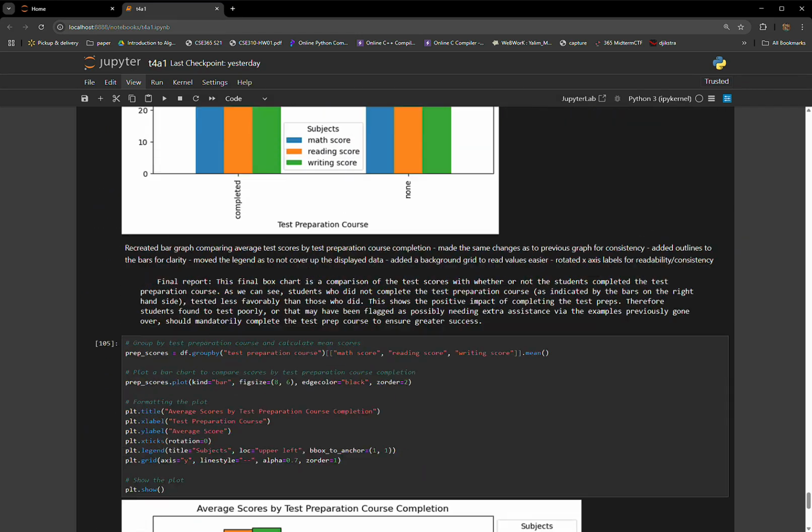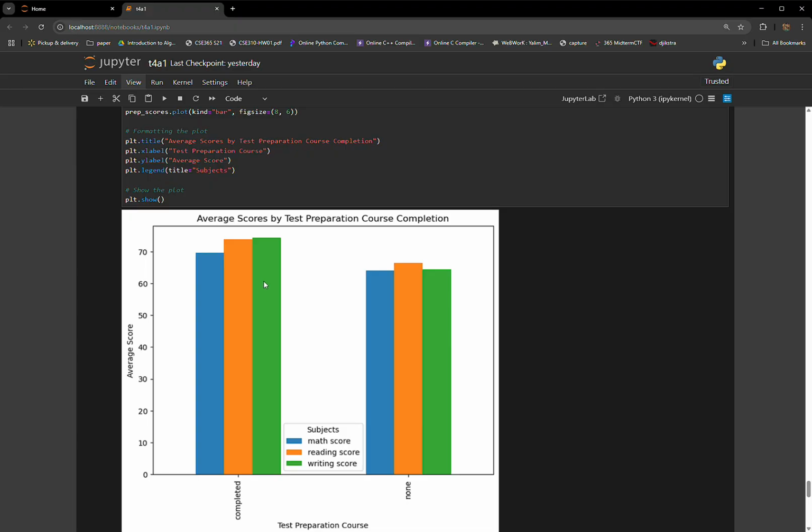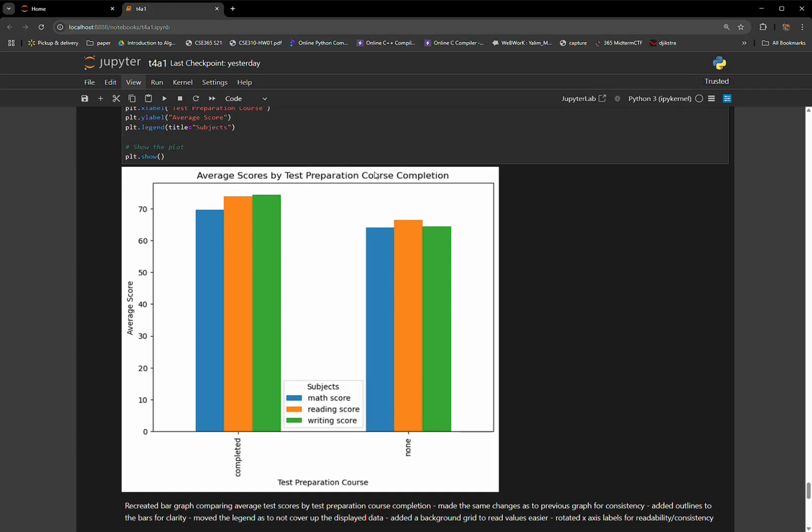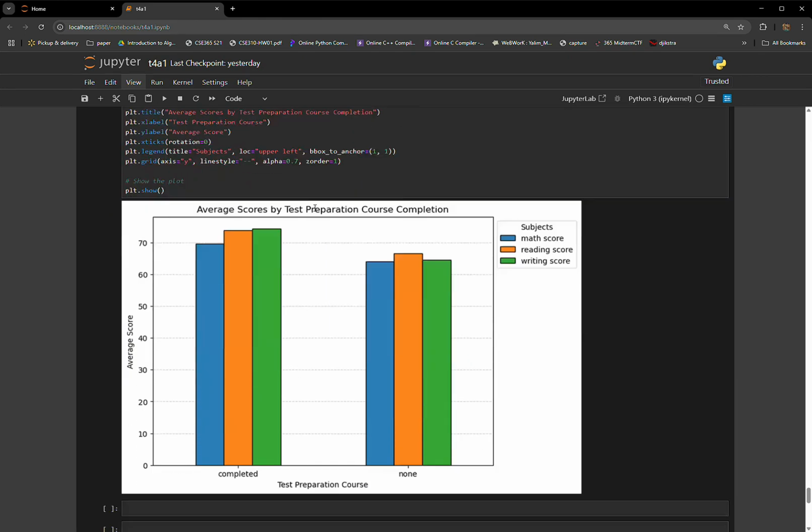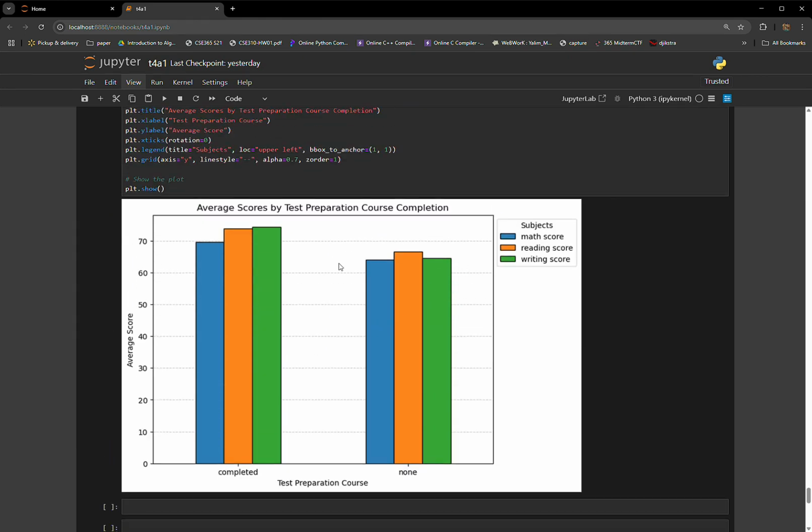And then for the final chart, I did the test preparation course completion versus the average scores. So again, similar changes to the previous one. I added the grid, moved the legend, added outline, rotated the labels, and what I drew attention to for the audience was the fact that those who completed the test preparation course tend to score higher on the left-hand side here.